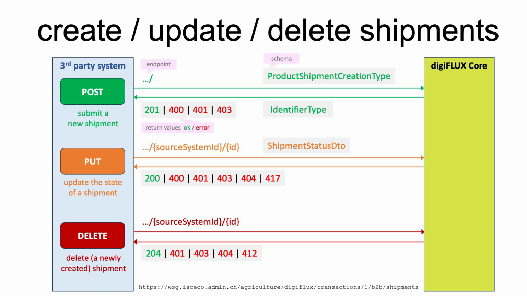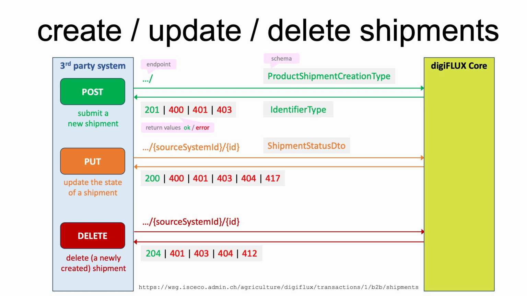The DELETE service is there if something went wrong with submitting a shipment. Within a timescale of 2 minutes, you can send out a DELETE call for a shipment that you submitted, and then it will actually be deleted from the system. So the recipient will never see that you falsely submitted a shipment.